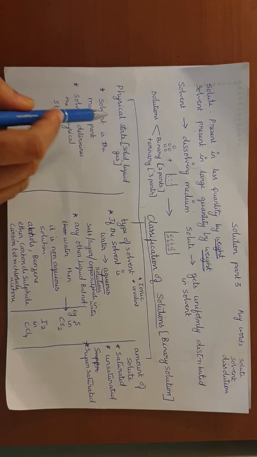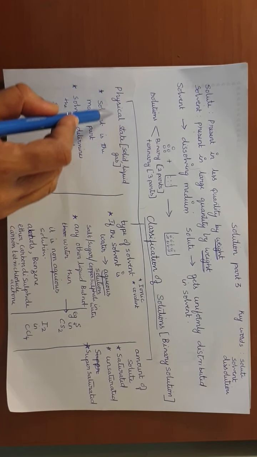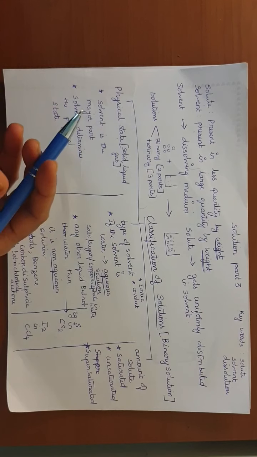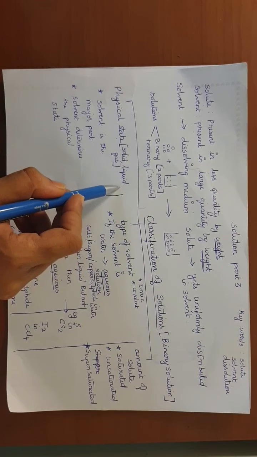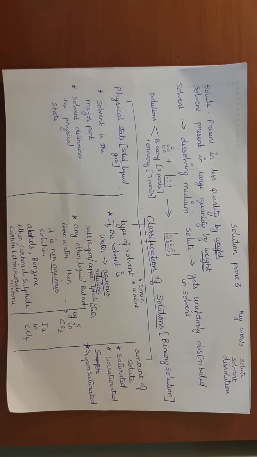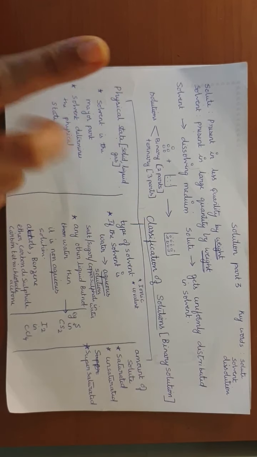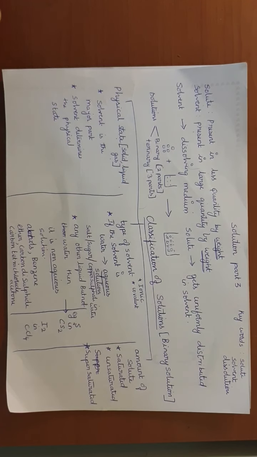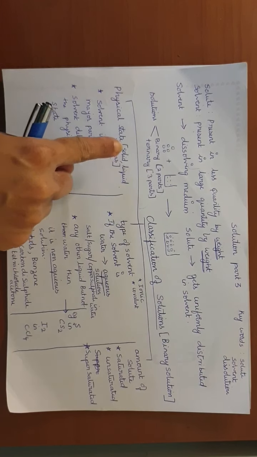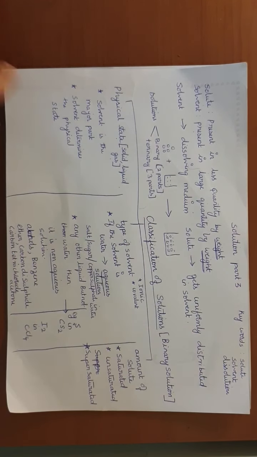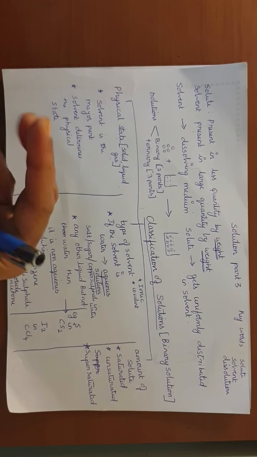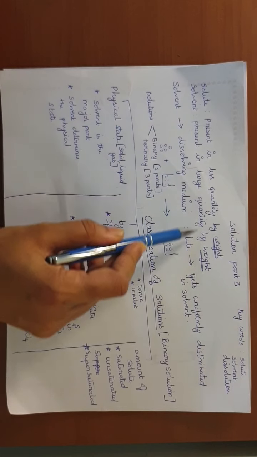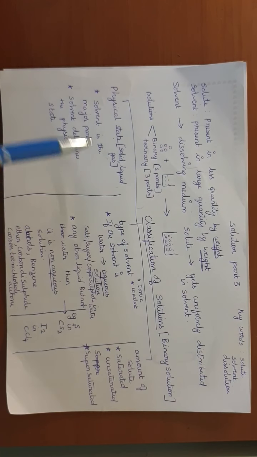In the first classification, physical state means a substance can be a solid, or it can be a liquid, or it can be a gas. In this solution, we have two substances. What are those? They are solvent and solute. So solute and solvent can each be solid, liquid or gas. Now, as we are taking solvent in large quantity, it is the major part of the solution. So it decides the physical state.